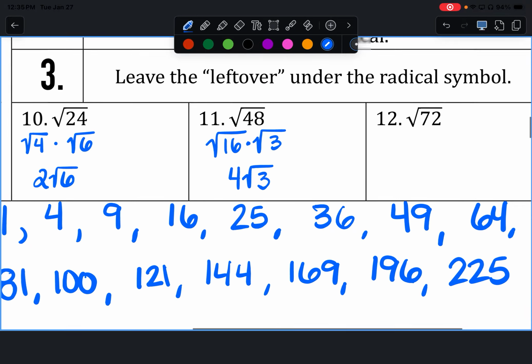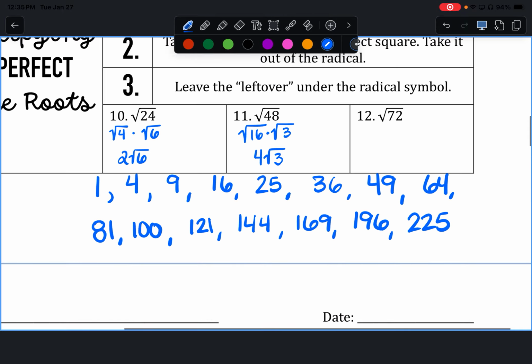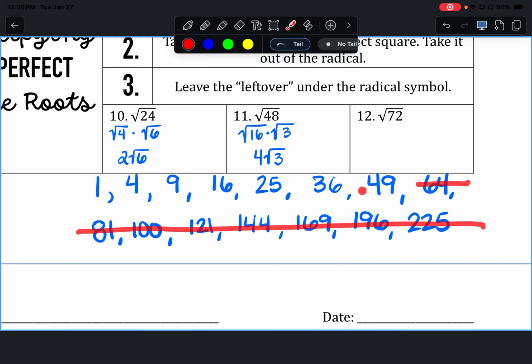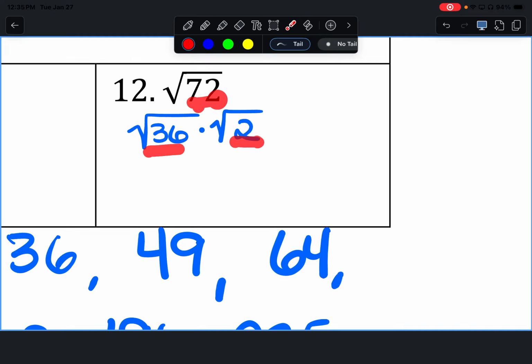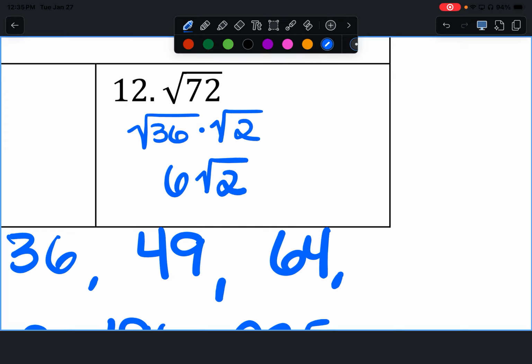All right, now, for number 12, we have the square root of 72, okay? We know none of those can go into it. Can 64 go into 72? No. Can 49 go into 72? No. Can 36 go into 72? No. How many times? 2. So we can rewrite that as the square root of 36 times the square root of 2, because 36 times 2 is 72. What is the square root of 36? 6. And can I do anything with the 2? So we just bring it down. 6 times the square root of 2.